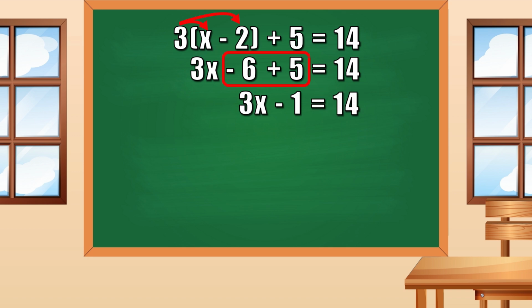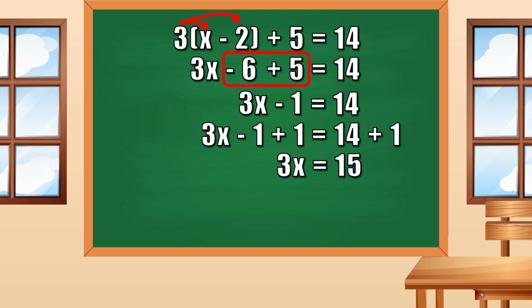In order to isolate the variable further, we can add 1 on both sides of the equation. This would cancel out negative 1. And on the right side, 14 plus 1 is gonna be 15. So the equation becomes 3x is equal to 15.